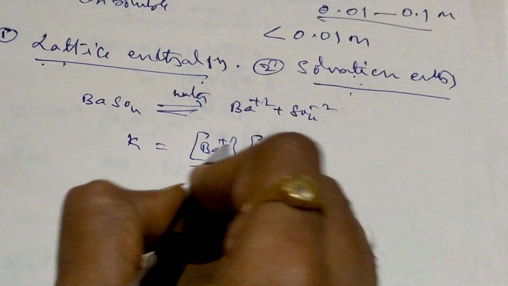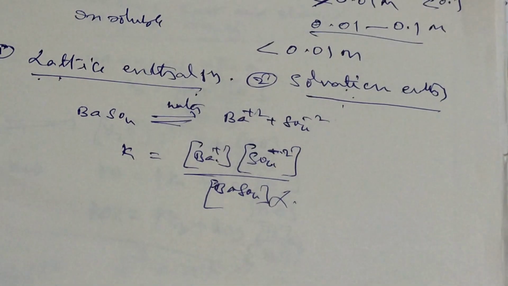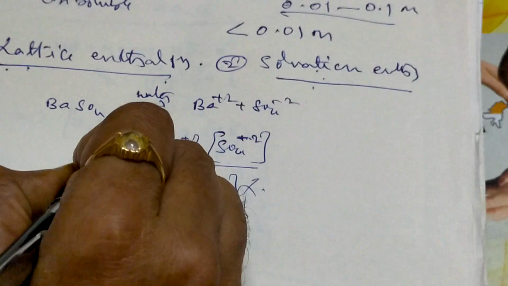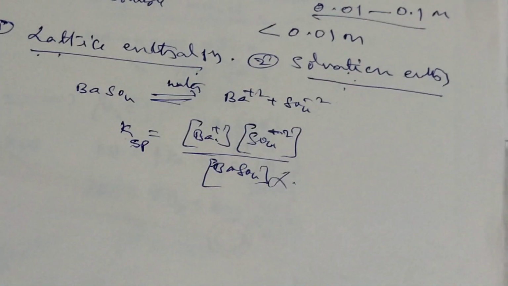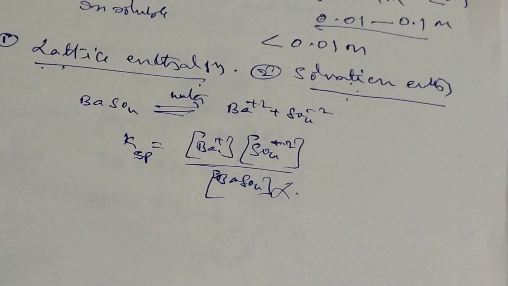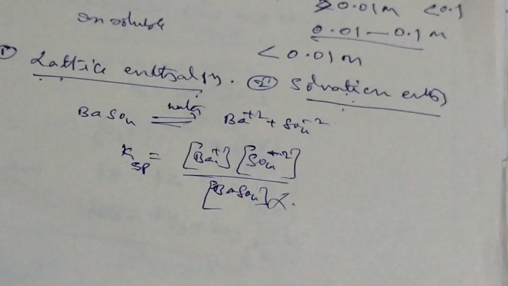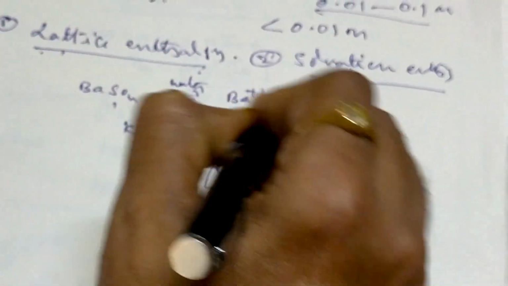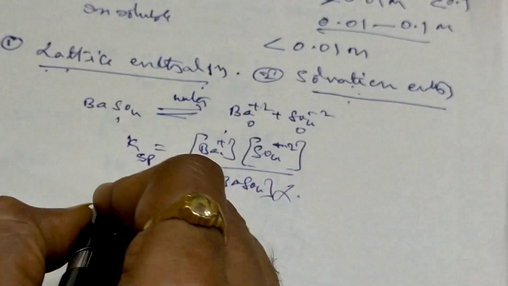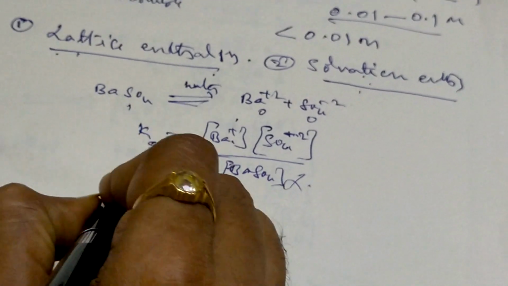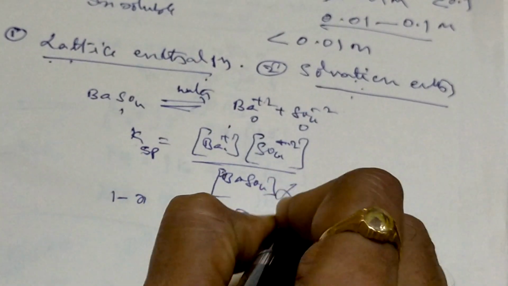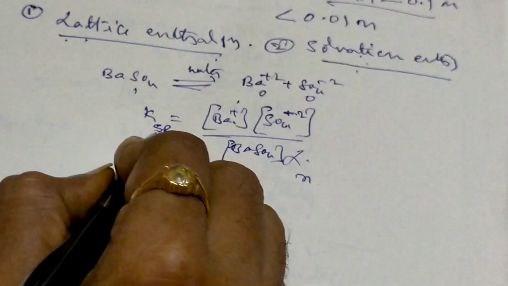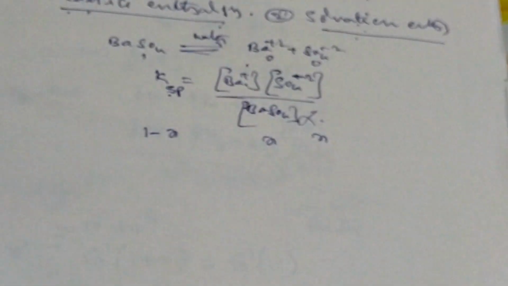So it is the product of the solubilities of both ions. That means it is the solubility product. So K will be represented as KSP, the solubility product. Now, how much is the concentration of barium? Initially the concentration is 0. After some time at equilibrium, it is x and x, so x square. So x square will be equal to the solubility product.